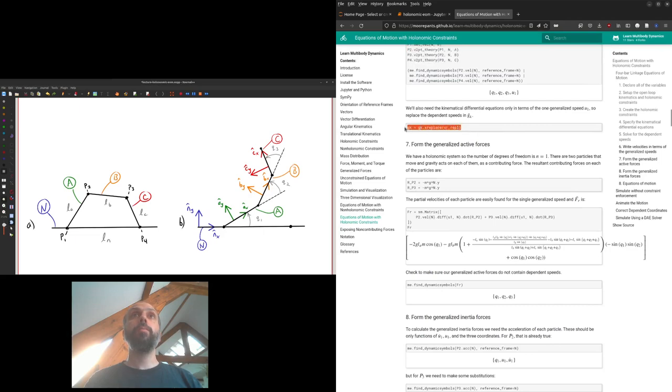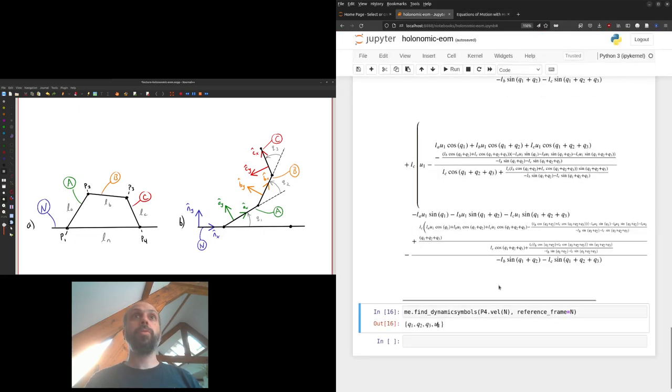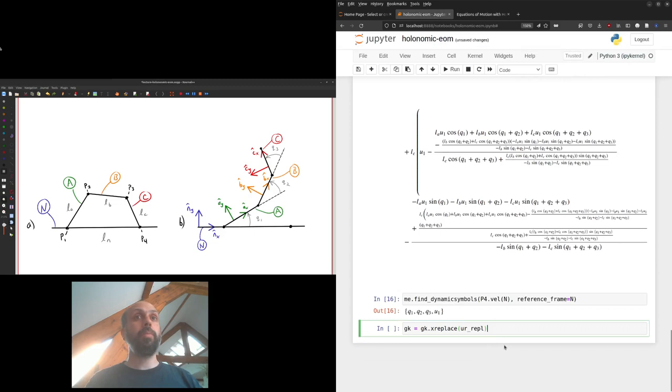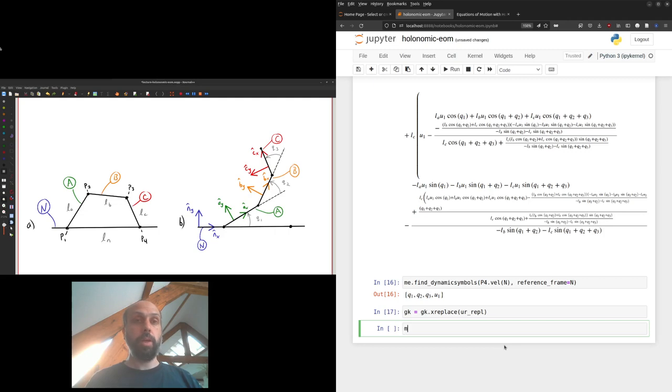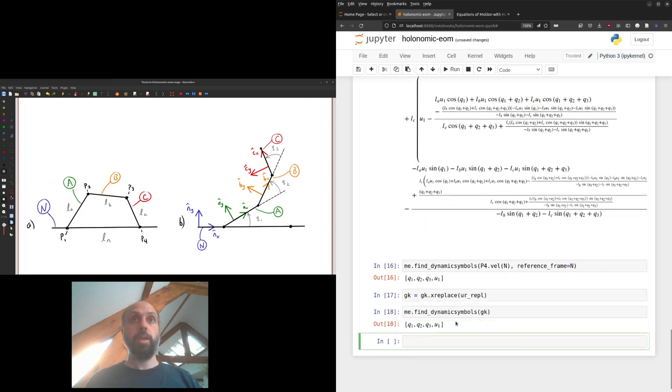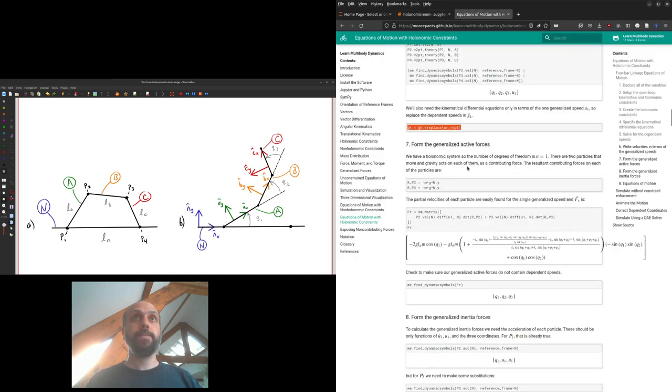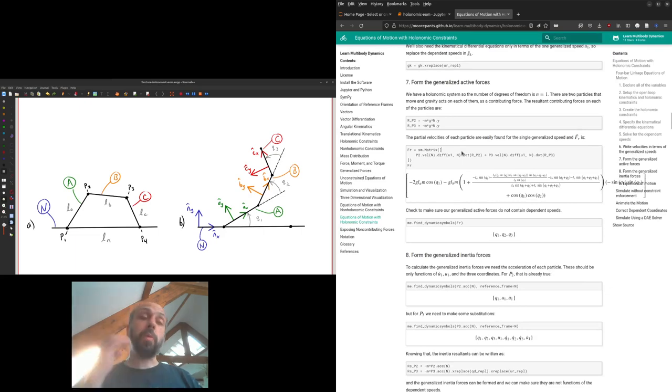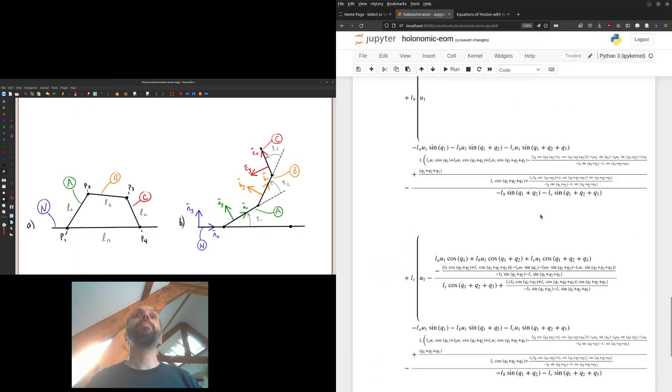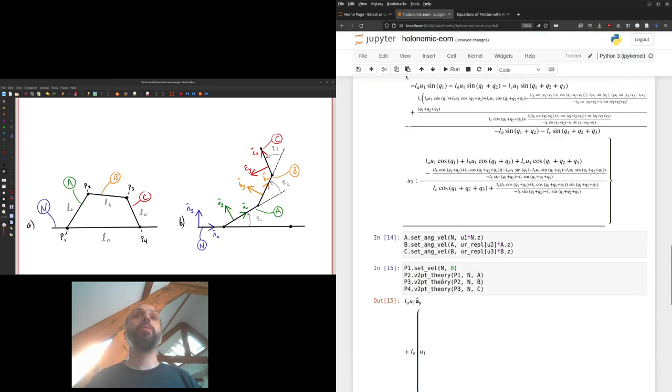And this step here is to make sure our kinematical differential equations also don't have any u2 or u3 in it. If I do that, and then me.find_dynamic_symbols of gk, it is only a function of u1, right? Okay, so we've done those replacements. We have the velocities of the points. The next, we could calculate our partial velocities now only with respect to u1.